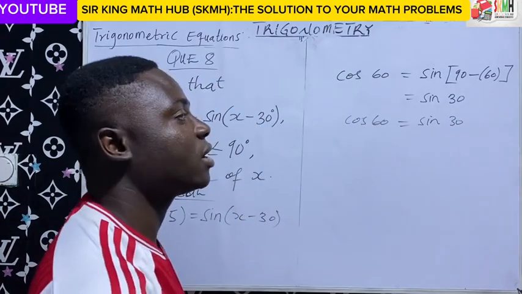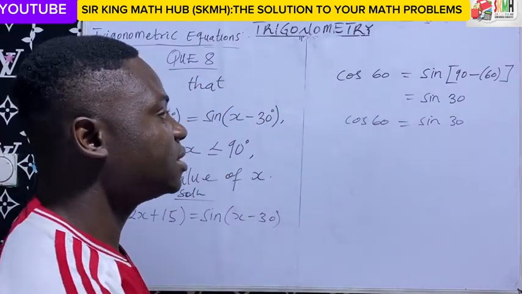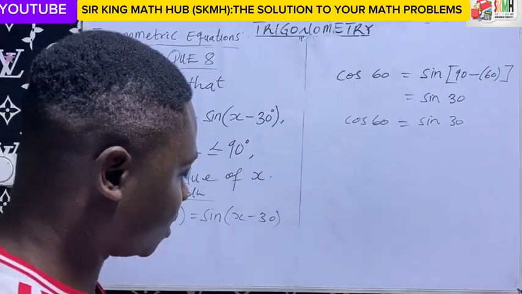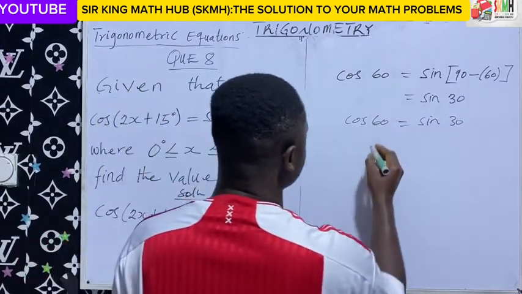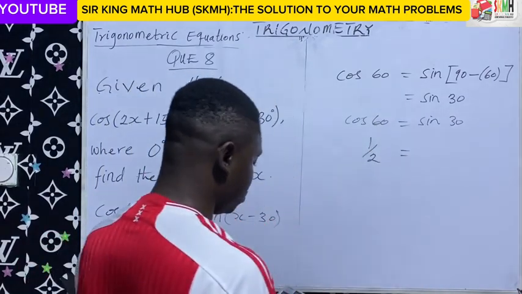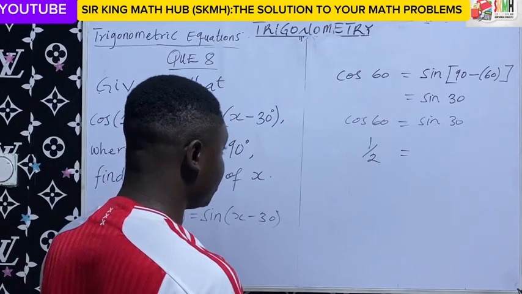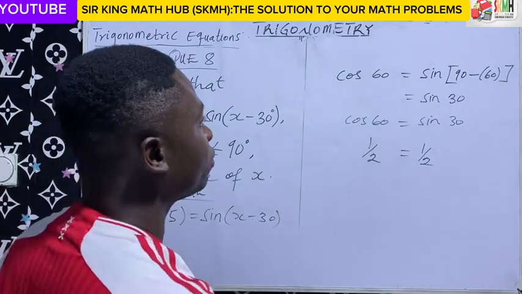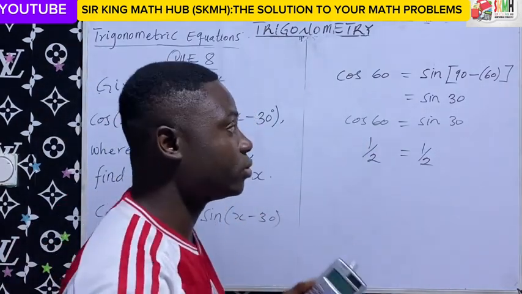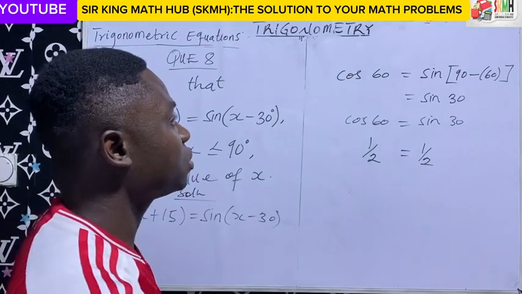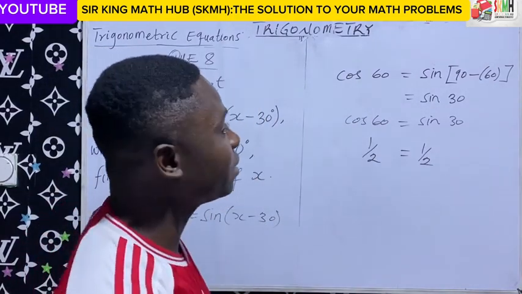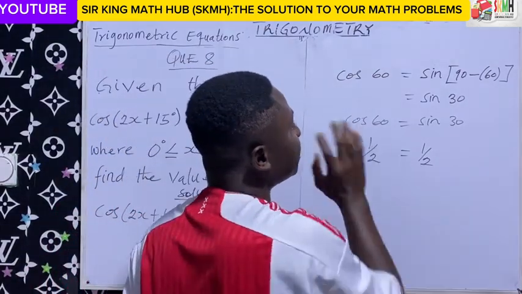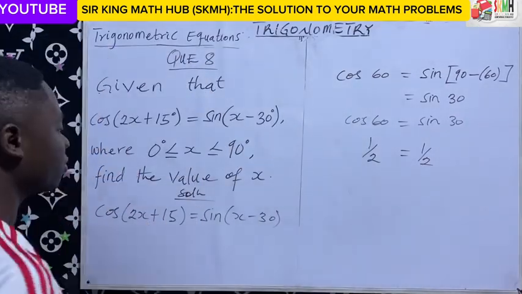You can verify from our calculator. Cos 60 is the same as sin 30. Cos 60 is giving me 1 on 2, and obviously sin 30 will also give me 1 on 2. So if you want them to have the same ratio, that is how we go about it. We just change one ratio to the other, and then the angle there will be the complement of the already given angle. So we're going to use the same idea to solve this.